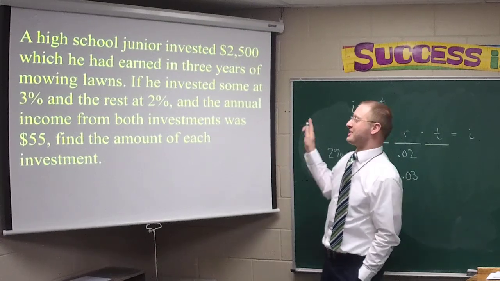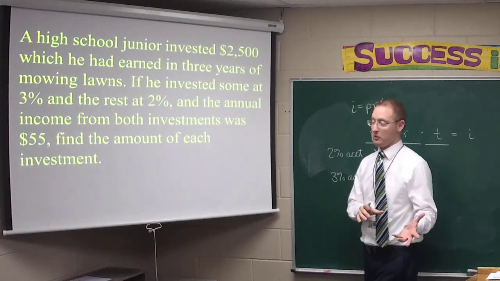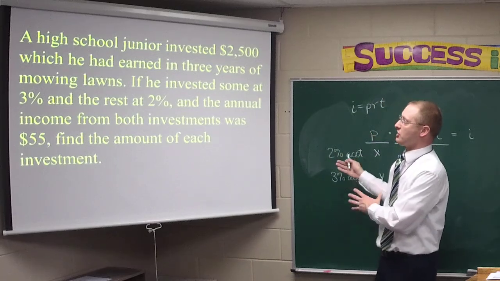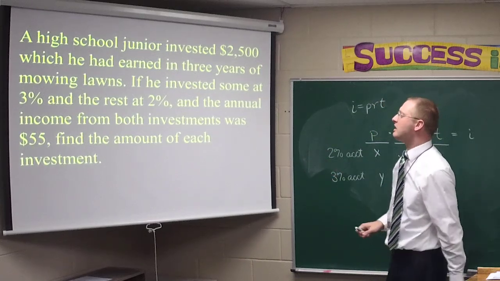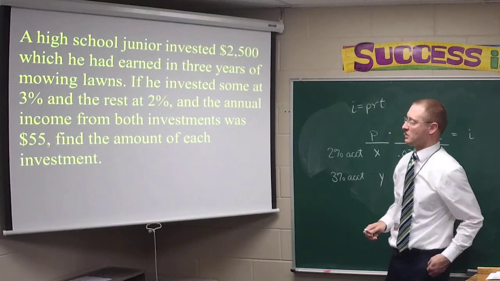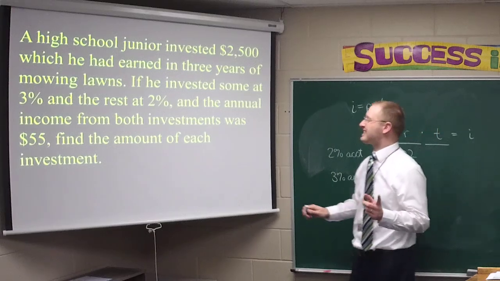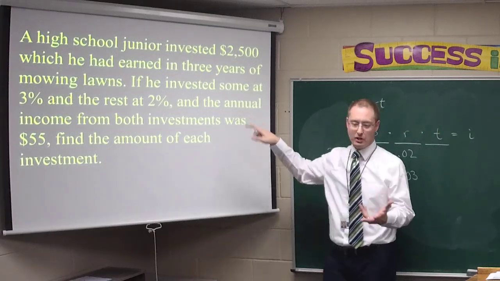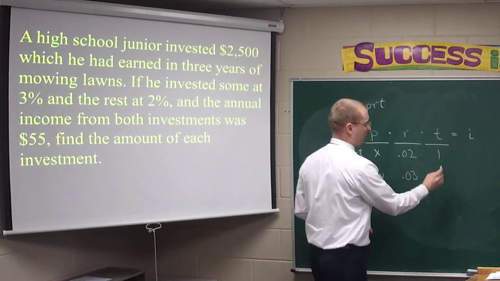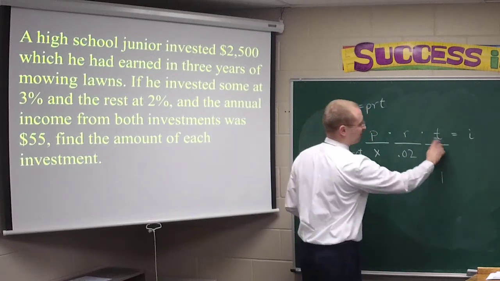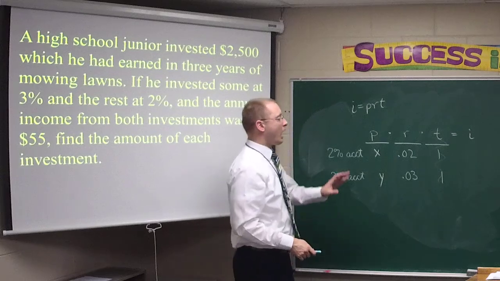Well, that's true. It does mention that. That's not how long he's invested the money, though, right? He mowed lawns for 3 years, and then he invests the money he made. What does it mention about the time that the investment sat there? 1 year. It doesn't say a year, but it says annual, which implies 1 year. All right, so the time is 1. Well, at that point, we could really kind of ignore it, couldn't we?